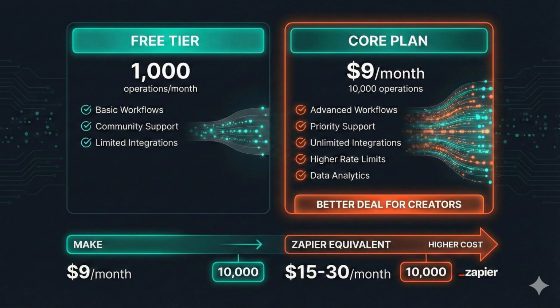Compare that to Zapier, where equivalent usage would cost you $15 to $30 per month. Make.com is the better deal for most people.